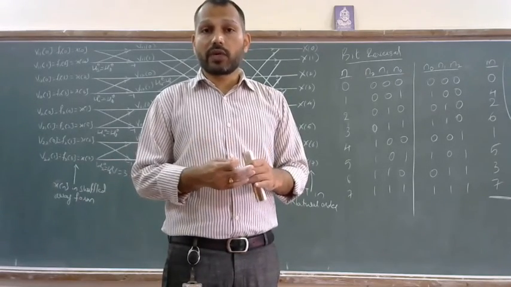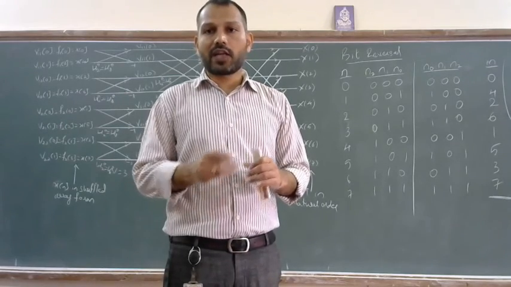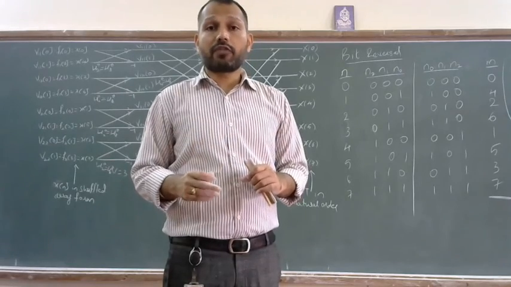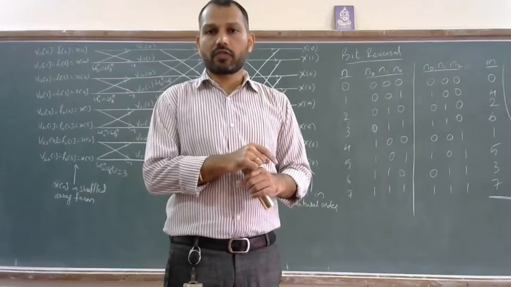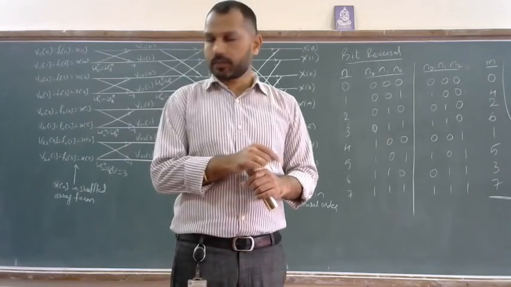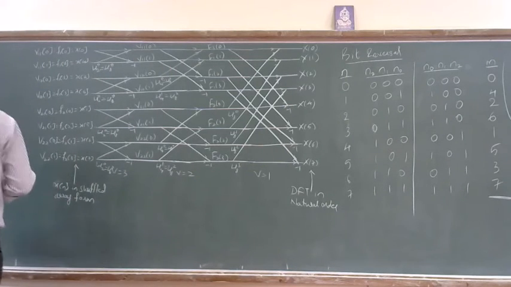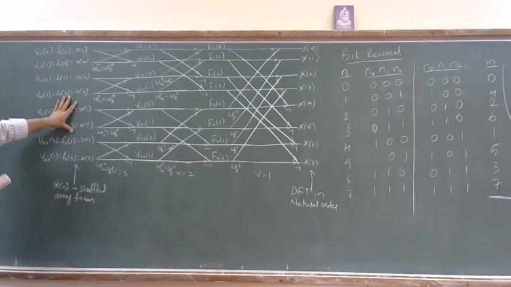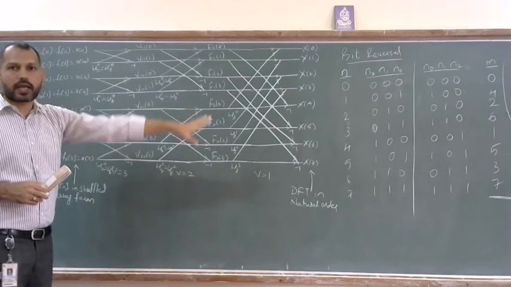But what you decimate depends on the algorithm. For DIT FFT, the discrete time sequence will be bit reversed, and for DIF FFT, the index of DFT x of k will be bit reversed. How did we obtain this order for the input? This order is obtained because of bit reversal, and bit reversal is performed in that manner.